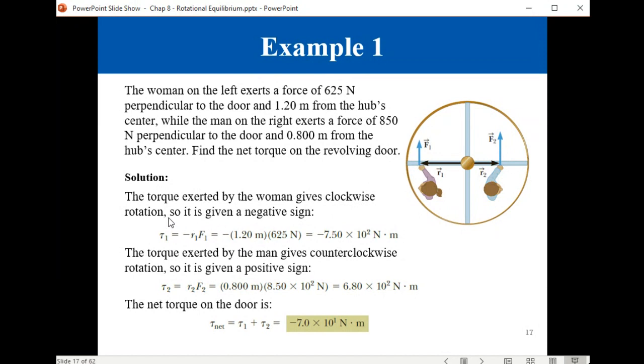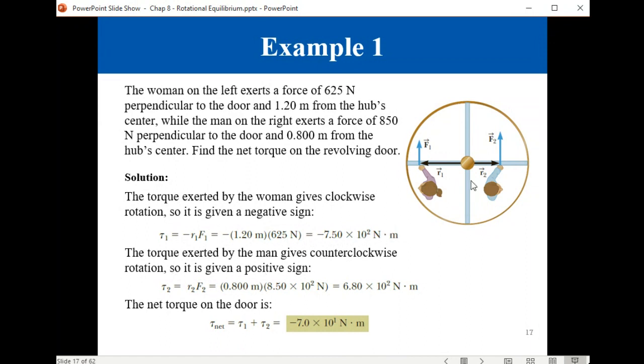Now, the net torque is the superposition of the two torques, due to F1 and F2. We check the torque due to F1. F1 will create rotation clockwise around this hub. Therefore, the torque due to F1 is negative. So tau 1, the torque due to force 1, is negative R1 F1. R1 is 1.2 meters, F1 is 625 newtons. This is minus 750 newton meters.